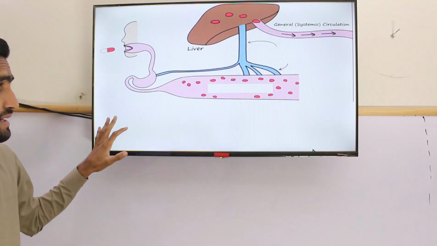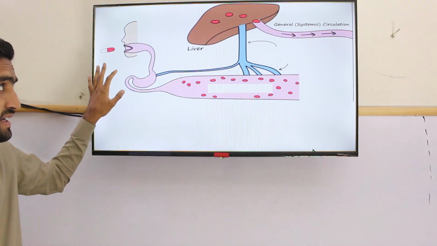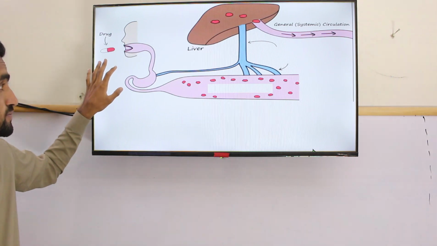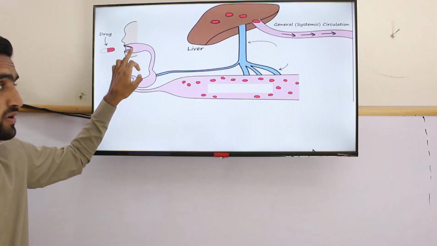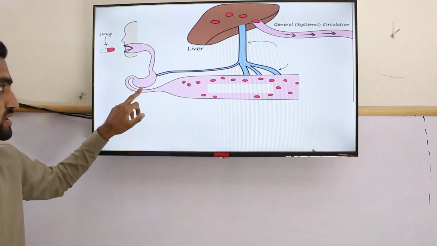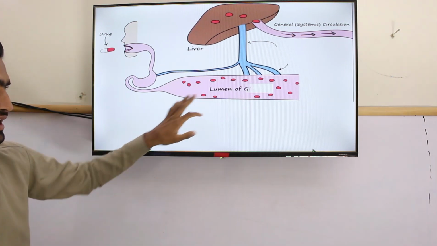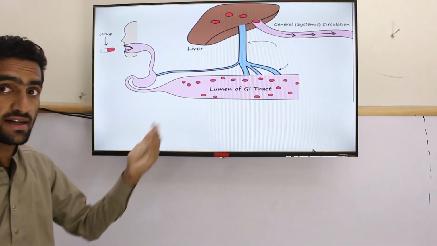So let's see. You have taken your drug. As you take your drug, it moves from mouth to esophagus to stomach and finally reaches the lumen of your GIT tract, the intestine.